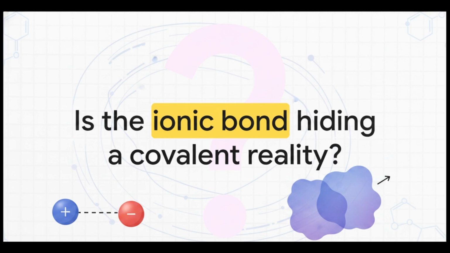But I want to leave you with a bit of a provocative thought as you look at chemical equations going forward. Whenever you see a simple, straightforward ionic formula, ask yourself, is your perfectly calculated ionic bond actually hiding a messy, polarized, covalent reality? Keep questioning what's beneath the surface.